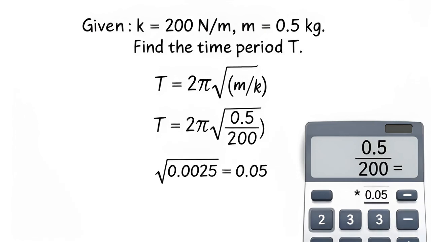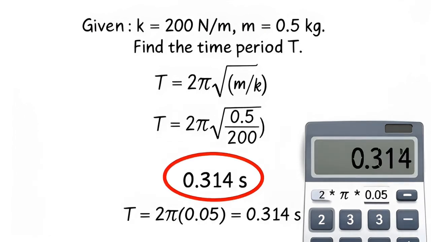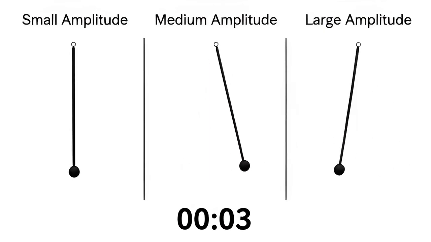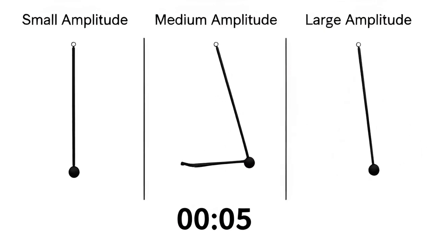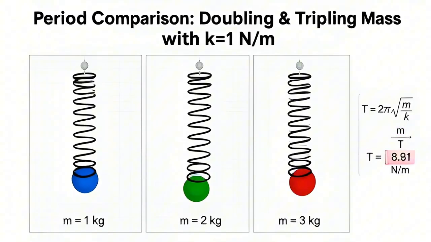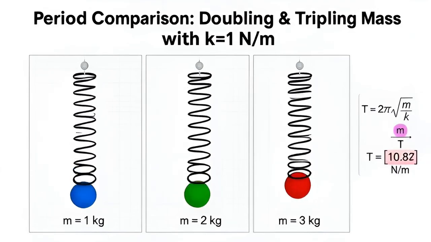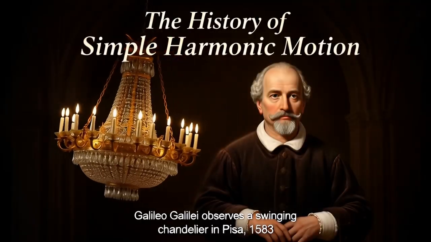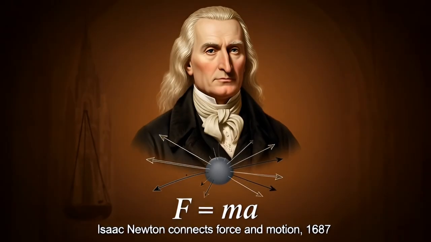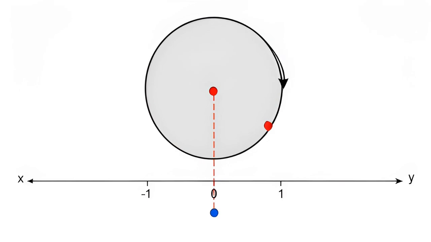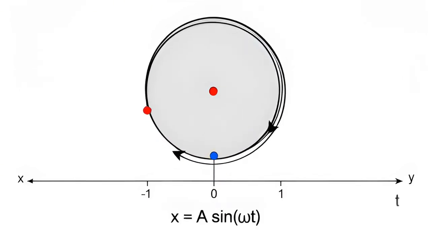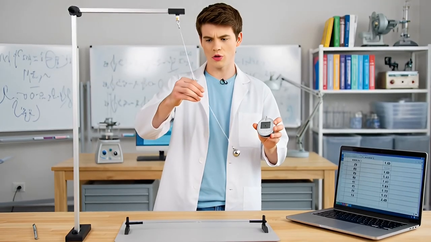Here, F is the restoring force, measured in newtons, x is the displacement of the body from its mean position, measured in meters, and k is a constant called the spring constant, or force constant, measured in newtons per meter. The negative sign in this equation is not just a formality. It carries deep physical meaning. It tells us that whenever the body moves away from its equilibrium position in one direction, the force acts in the opposite direction, pulling or pushing the body back. This is the restoring nature of SHM.